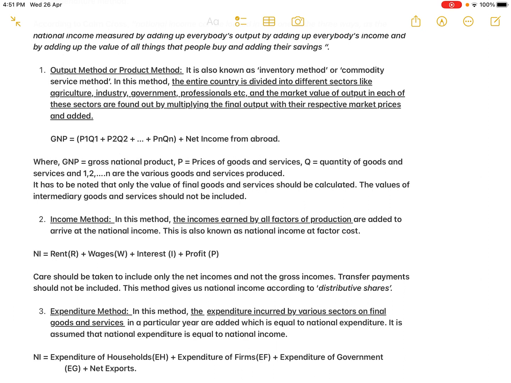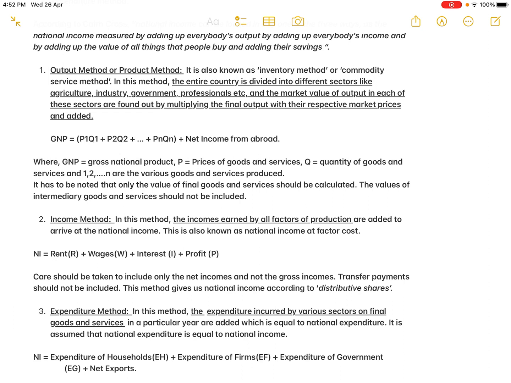So then that will show wrong information, that is, the national income will show an increase. So that is equal to double counting. That's why it is mentioned that only the value of final goods and services should be calculated. The values of intermediary goods and also the raw material stage should not be included. Okay, so this is the output method or product method.